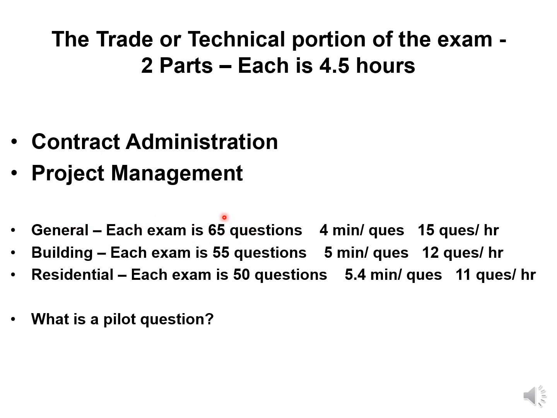We see that with the general, there's 65 questions. With the building, there's 55. And with the residential, there's 50. Now, if you've looked at the candidate information booklet, it may say that there's 60 on the general, 50 on the building, and 45 on the residential. Well, guess what? They don't include the pilot questions. There's 5 pilot questions on each exam that do not count for you, and they do not count against you.